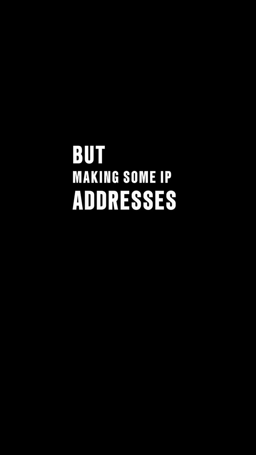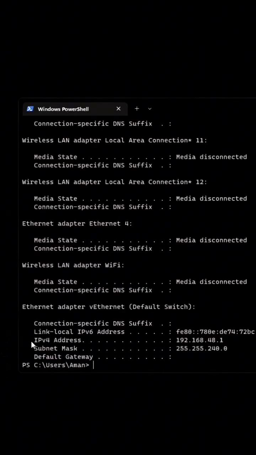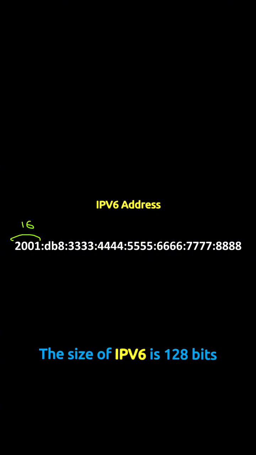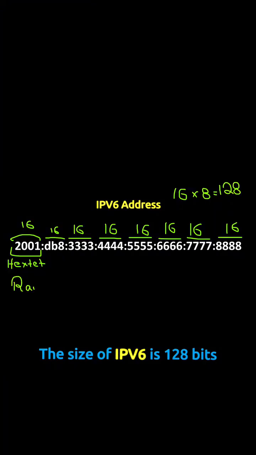But making some IP addresses private was not enough, so IPv6 was introduced. The older version is known as IPv4. This is how it looks like: 2001:0DB8:0333 and so on, separated by colons. As I told you earlier, the length of IPv4 is 32 bits. The length of IPv6 is 128 bits, with each part of 16 bits. That's why these parts are called hextets. There are 8 hextets in IPv6, so 16 times 8 gives us 128.